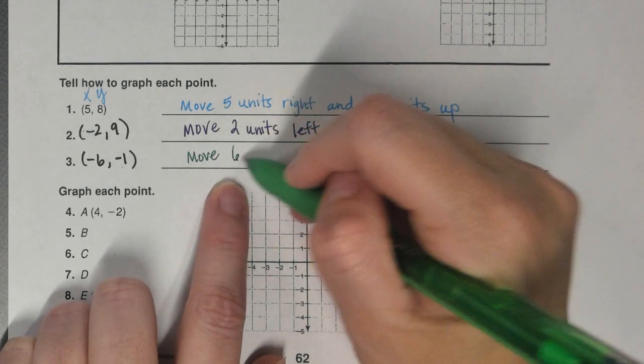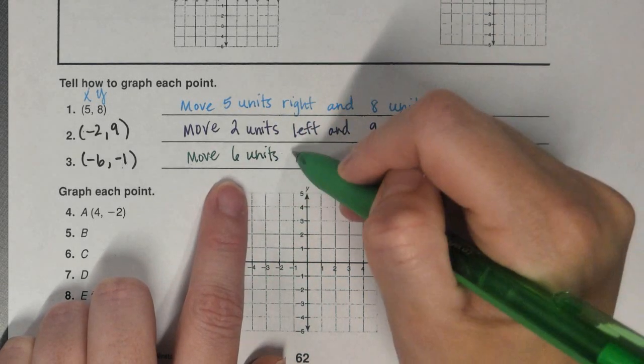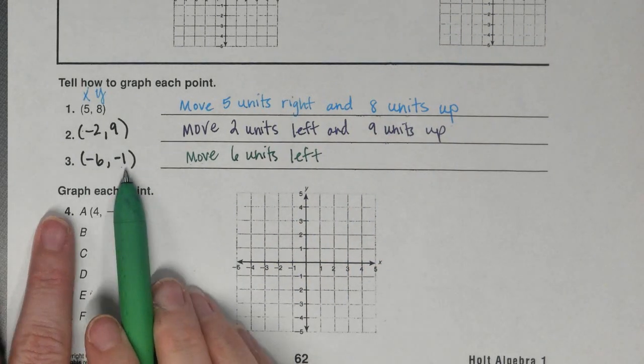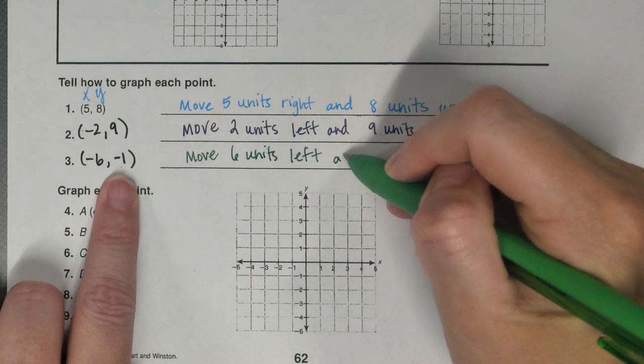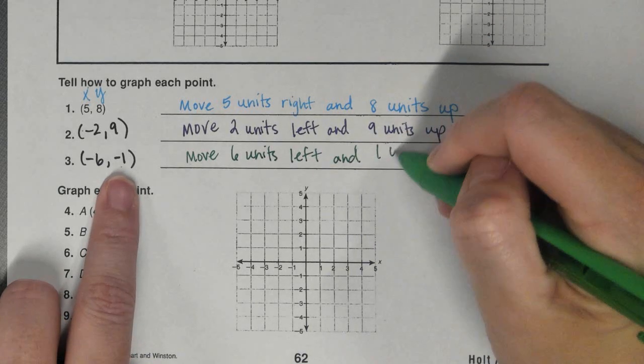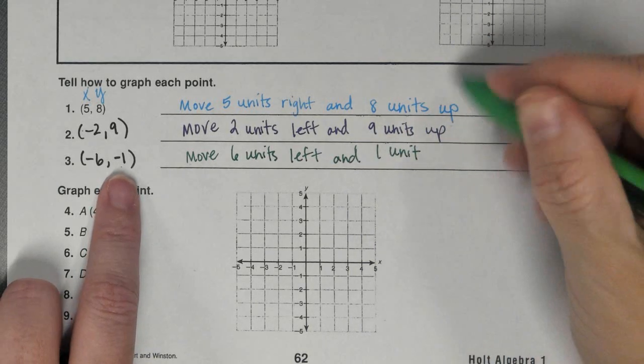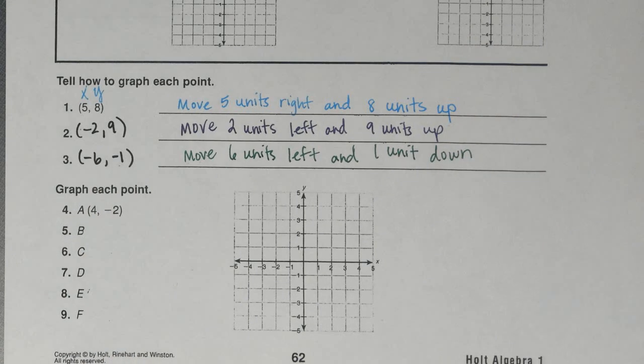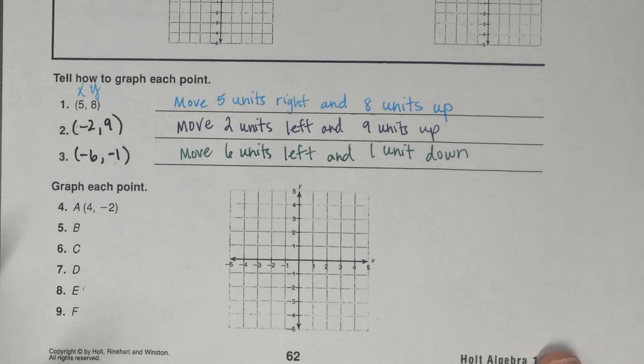6 left. Great. Yes. All right, so we're moving 6 units left because the x is negative, and then she said down 1 unit. And you can say 1 unit down, or you can say down 1 unit. All right, great work.